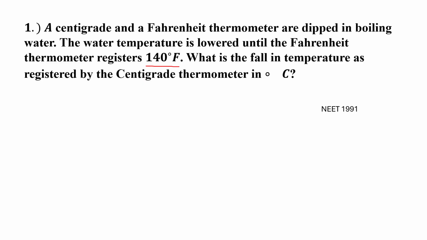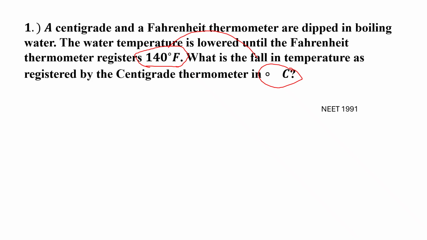Which means two thermometers are dipped in one water solution. Basically, the temperature of the water is the same. If the temperature of the water is lowered, the temperature expressed in Fahrenheit is 140. Then express the temperature in degrees Celsius. This is the answer. So we need to convert 140 Fahrenheit into degrees Celsius.